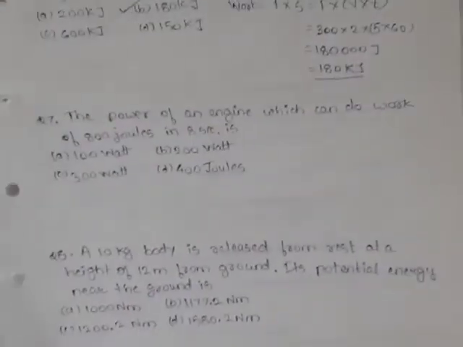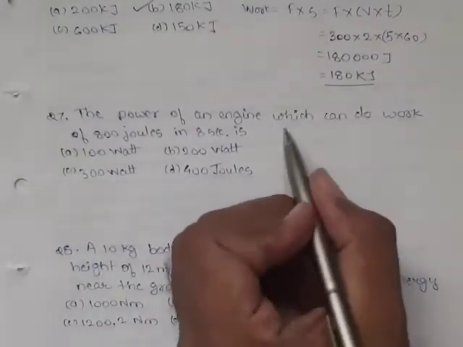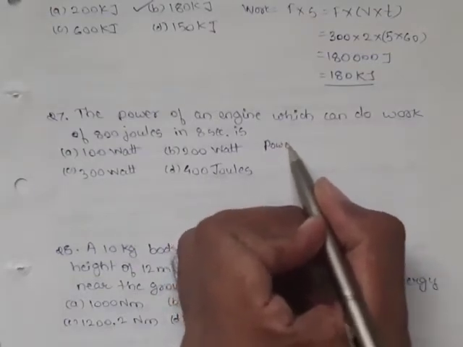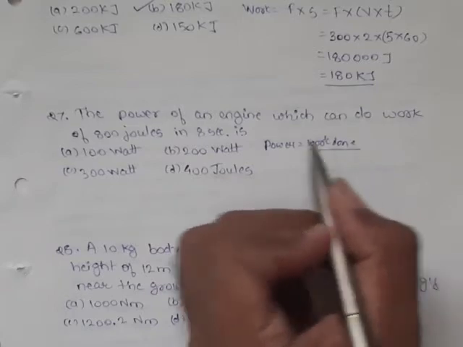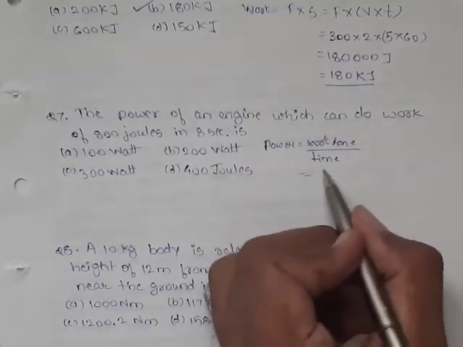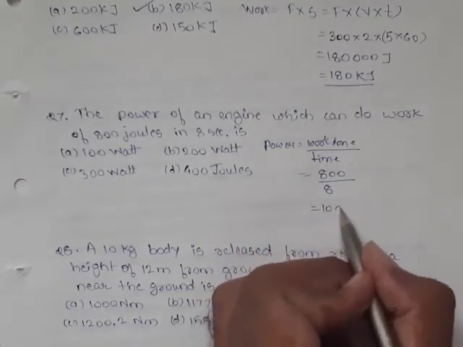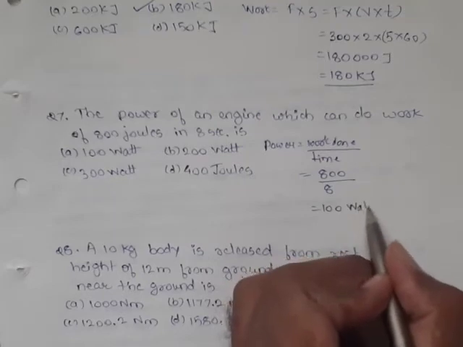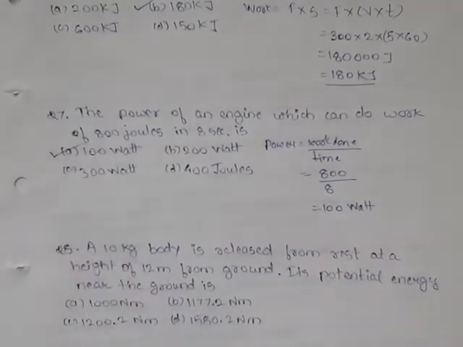Question 7. The power of an engine which can do work of 800 joules in 8 seconds is. So the formula for power is work done upon time. Work done is 800 and it does it in 8 seconds. So the answer is 100. The unit of power is watt. So power is 100 watts. So for question 7, option A is correct.